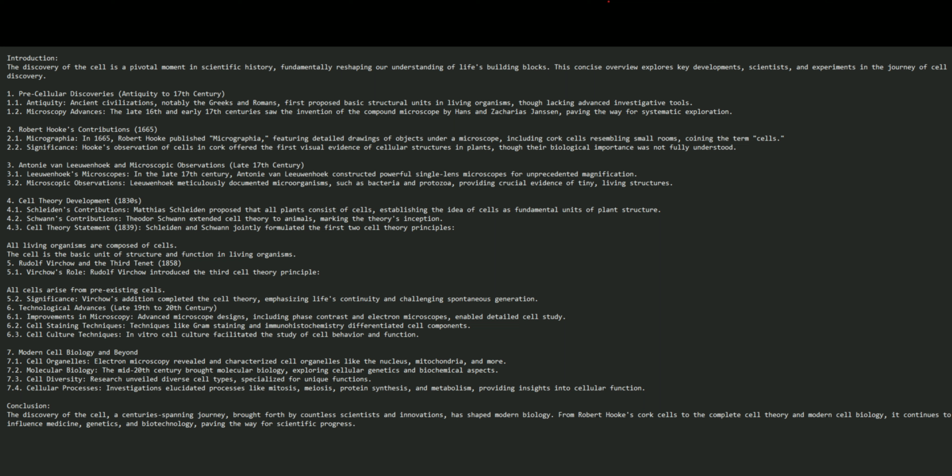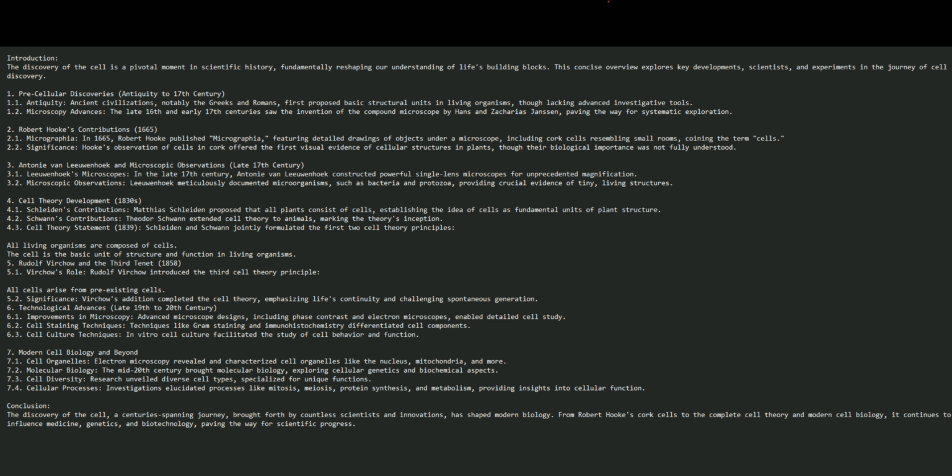Cell theory statement. In 1839, Schleiden and Schwann jointly formulated the first two parts of the cell theory. All living organisms are composed of cells. The cell is the basic unit of structure and function in living organisms. Fifth, Rudolf Virchow and the third tenet of the cell theory, 1858.